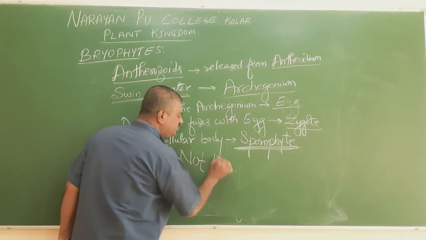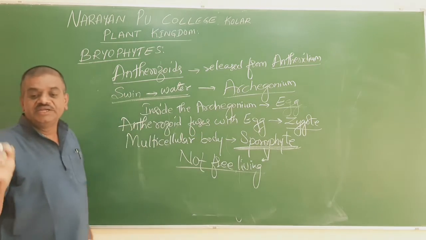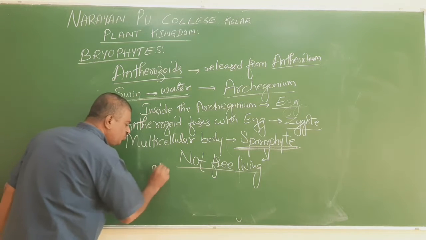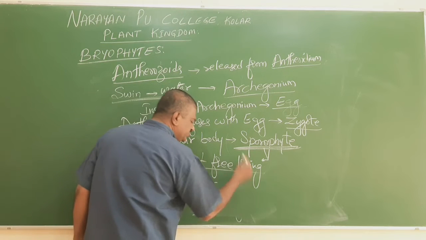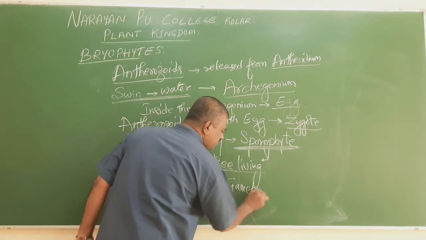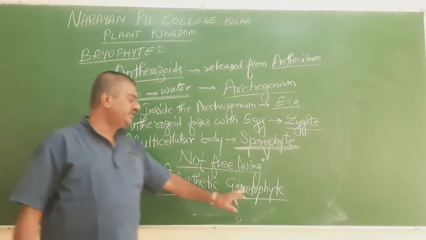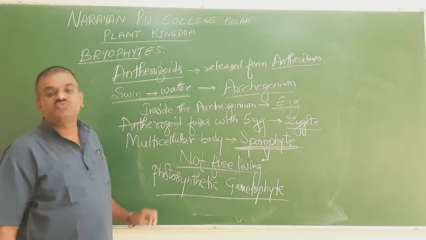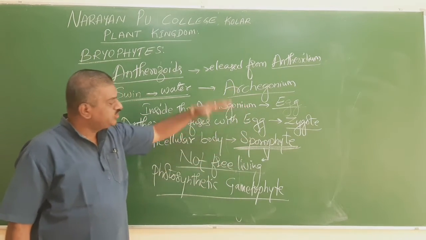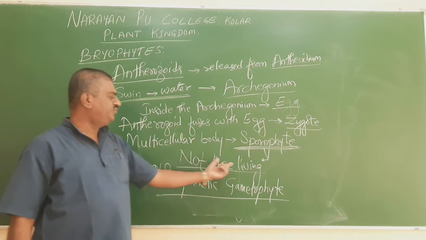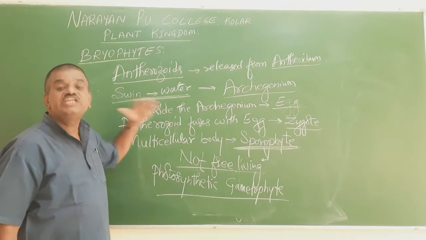This sporophyte is not free living, but is attached to the photosynthetic gametophyte. As I mentioned, the plant body is a thallus and it is gametophytic, meaning it produces gametes. But the zygote converts into a sporophyte, which is not free living and is attached to the photosynthetic gametophyte, and it takes nourishment from it.